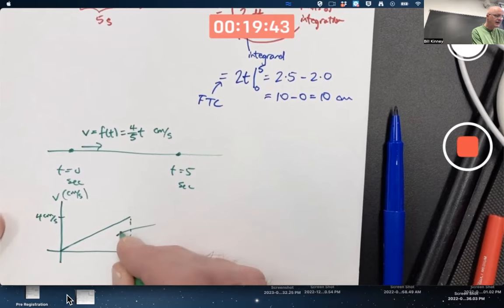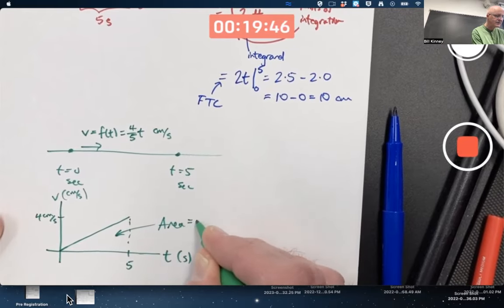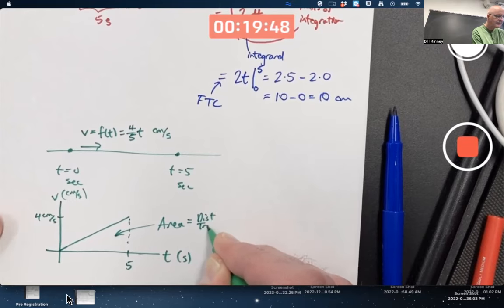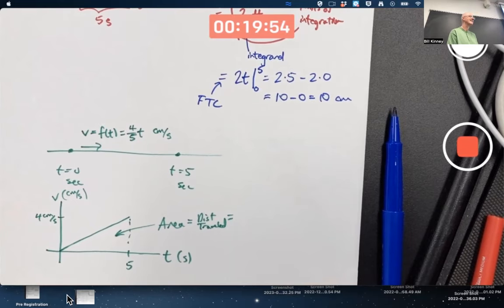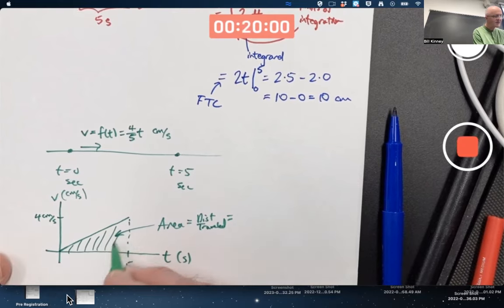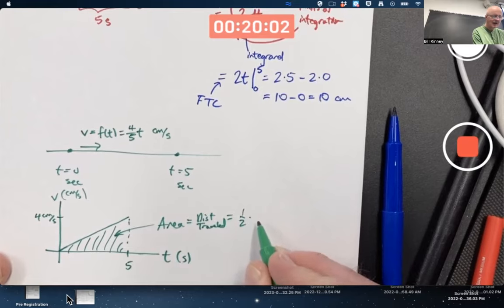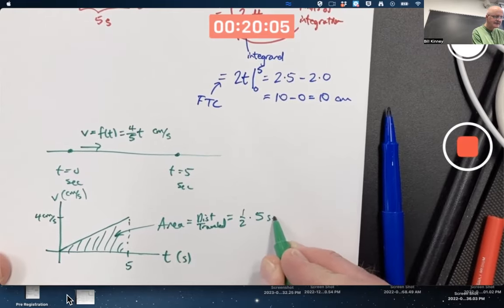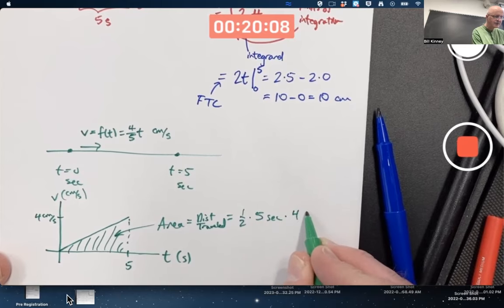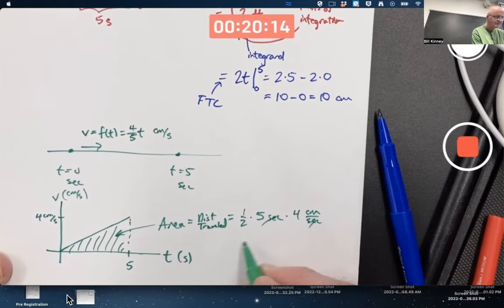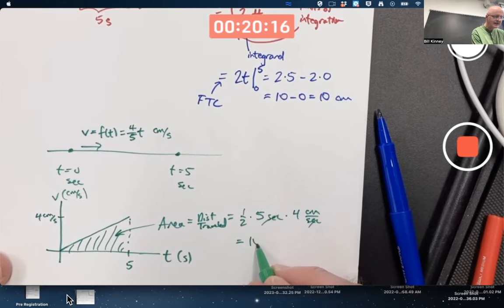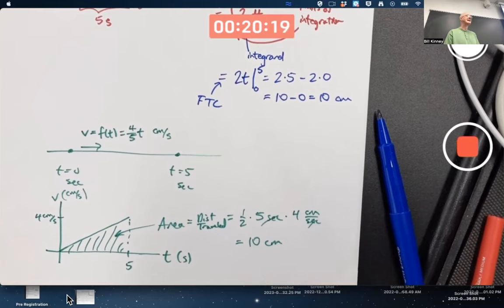It's still the area under the graph that gives you the distance traveled. I haven't fully justified that, but that is correct. Well, what is that area? That's the area of a triangle. 1/2 base times height. 1/2 times base is 5 seconds, times height is 4 centimeters per second. The seconds once again cancel. 1/2 times 5 times 4 is 10 centimeters. Same final answer. 10 centimeters. Same distance traveled.